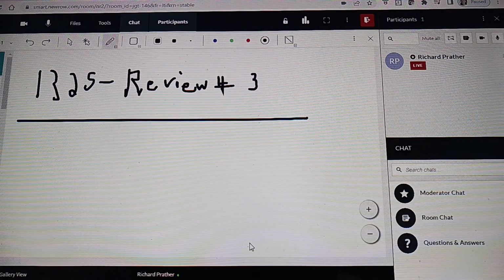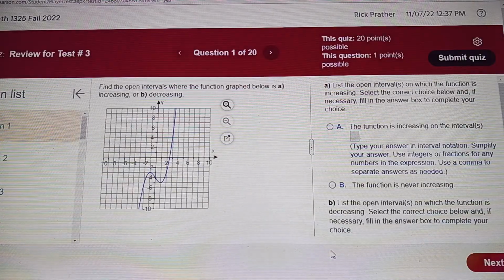Today we're going to be doing review number 3 for Math 1325. We had 7 different sections going, so we're going to go back to section 5.1. There were 4 sections in chapter 5, 5.1, 5.2, 5.3, 5.4, and then we did 3 sections in chapter 6, 6.1, 6.4, and 6.5. That's what this test covers. So let's go back to 5.1.